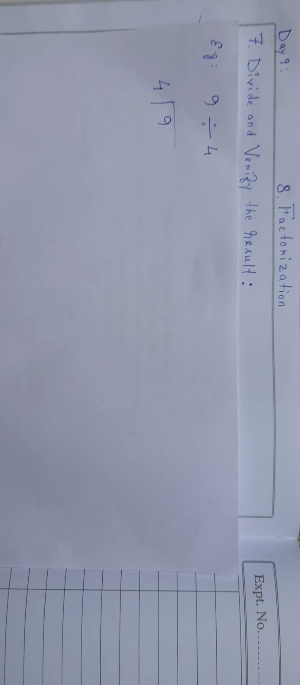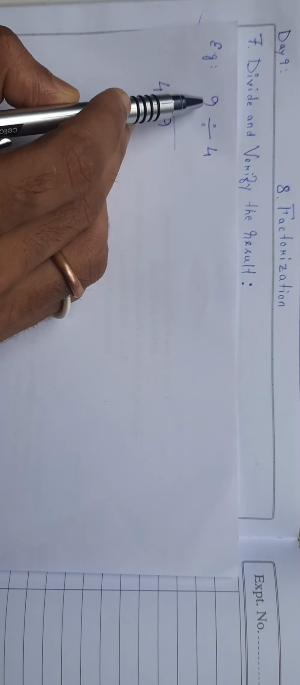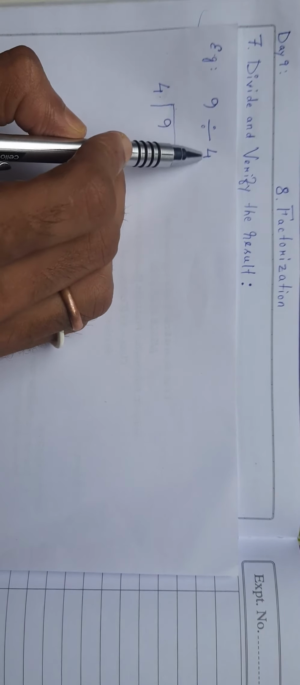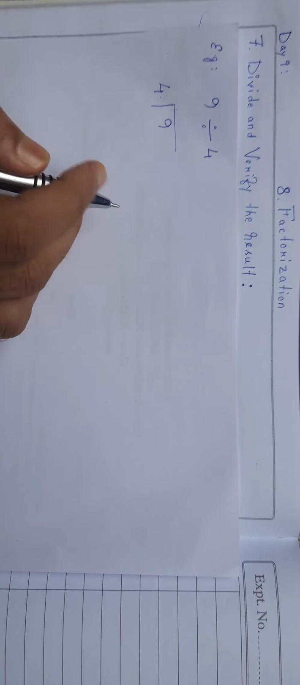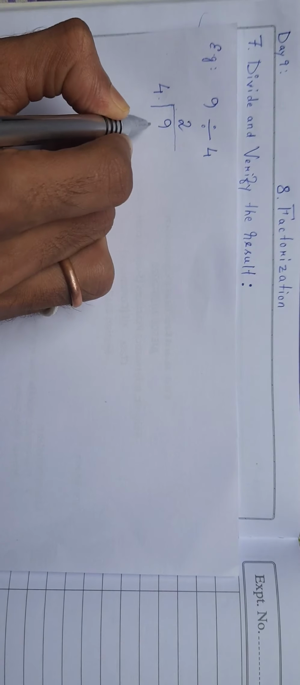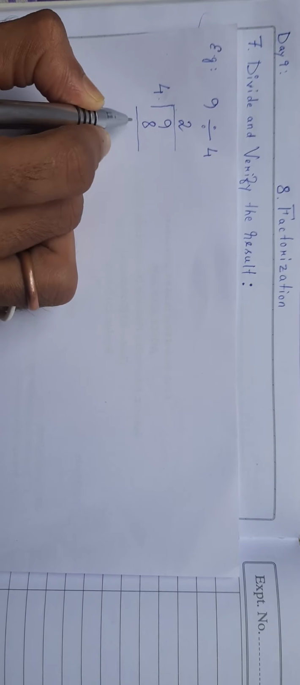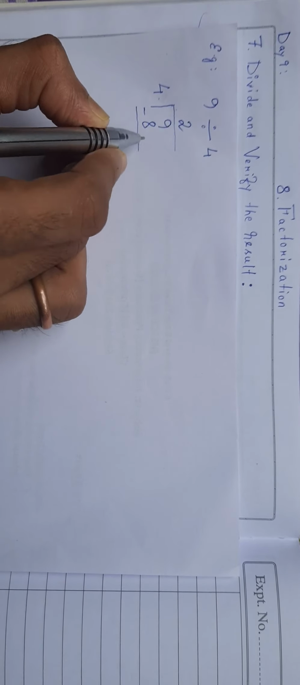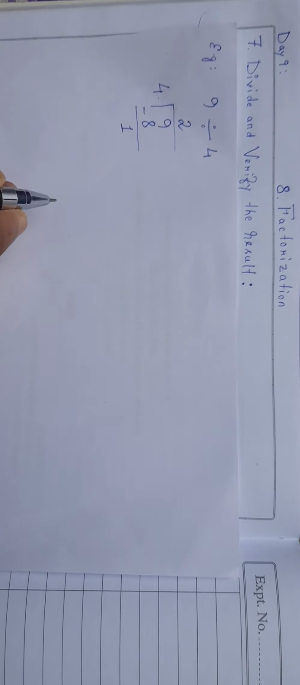Let us start with a simple example. 9 divided by 4. In this, we find that 4 into 2 is 8. So, 9 minus 8 is 1.